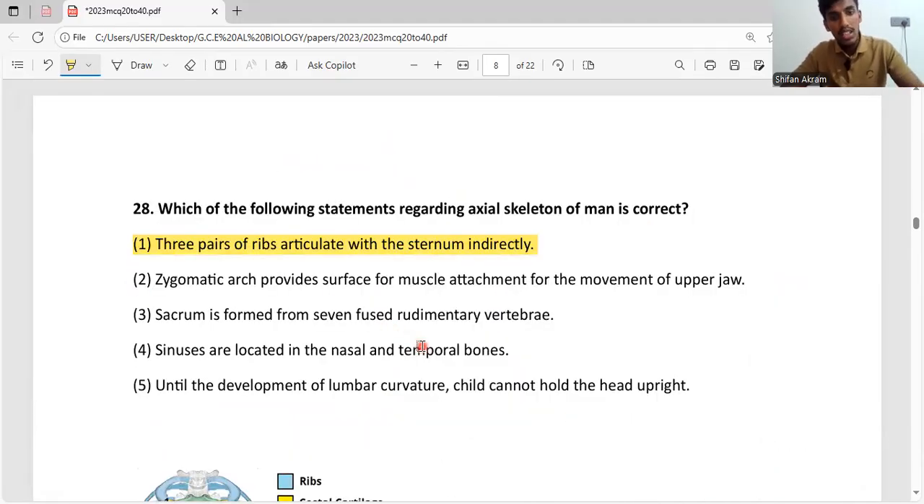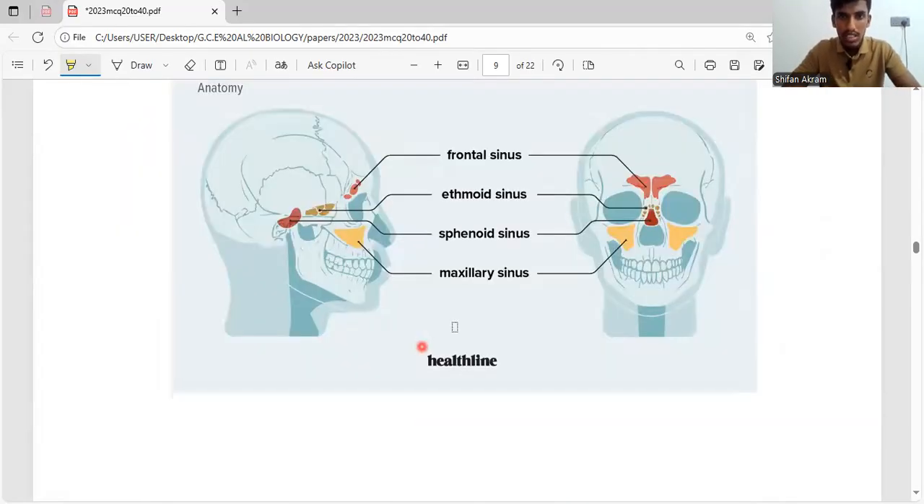Fourth one: sinuses are located in the nasal and the temporal bone. So what are sinuses? Sinuses are air-filled cavities that are found within the bones, right? They are saying it's found in the nasal and the temporal bone, but sinuses are usually found in the frontal bone, ethmoid bone, sphenoid, and the maxillary bone. Here you can see the colored regions are the sinuses present in different bones. Again, there is no temporal sinus or nasal sinus.